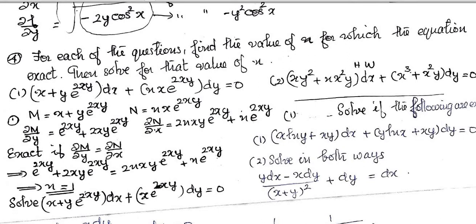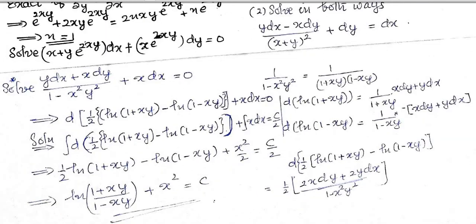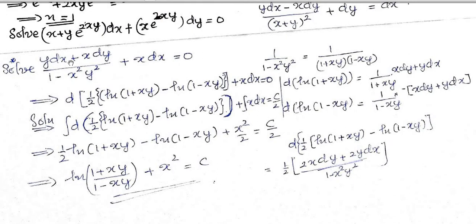So do these problems. Then there is an important problem here, and we have to complete it within 2 minutes. Solve (y dx plus x dy) by (1 minus x² y²) plus x dx is equal to 0. See, whenever you see such an expression y dx plus x dy, you must understand that there is a function xy whose total derivative is y dx plus x dy.